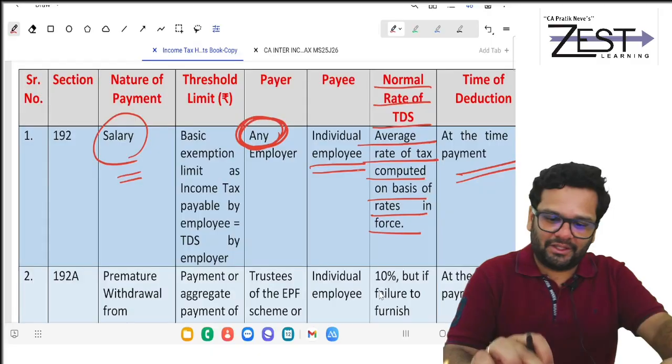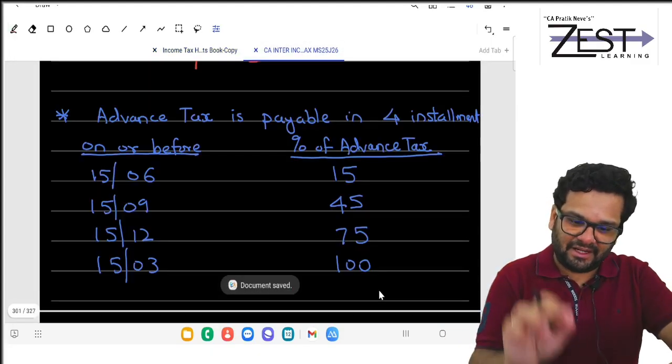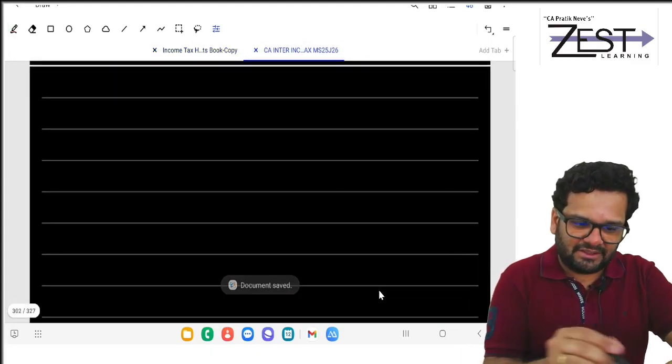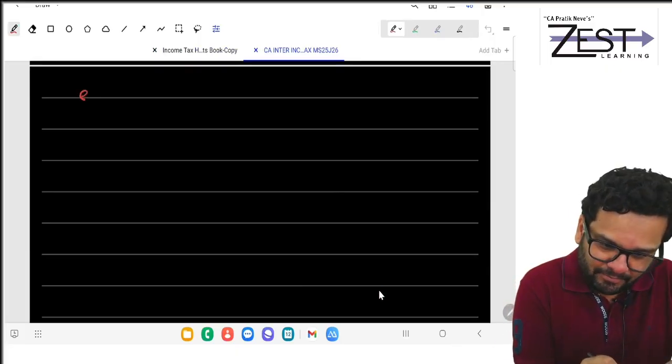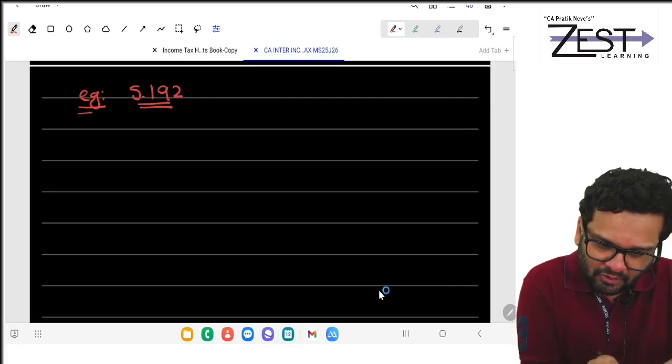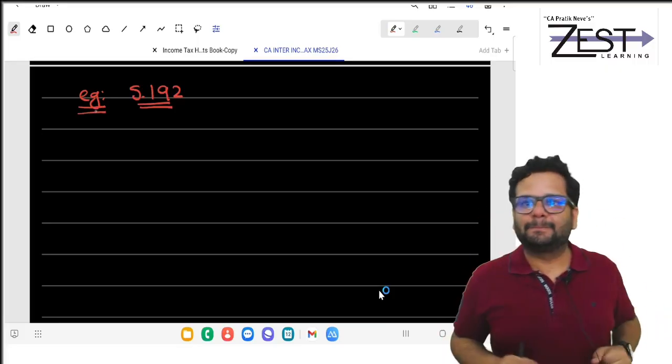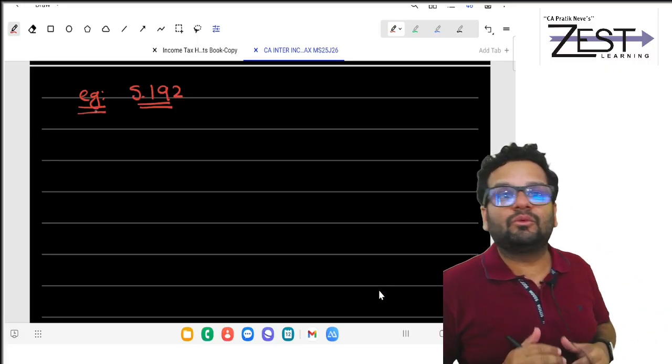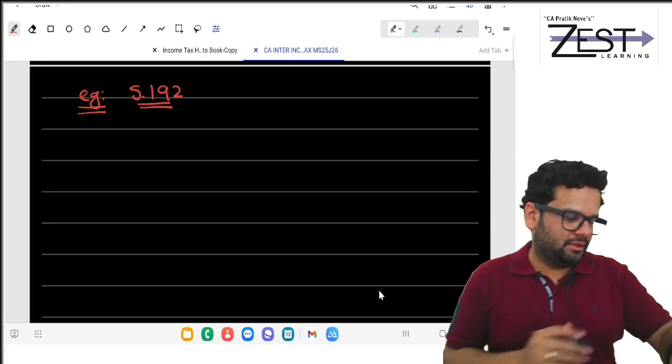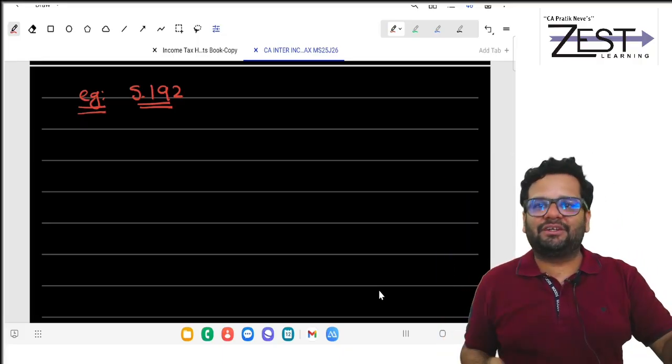Okay, so I will give you one example. Take down a few figures. This is an example of section 192. All of you with me? Example of 192. So TDS starts from 192.